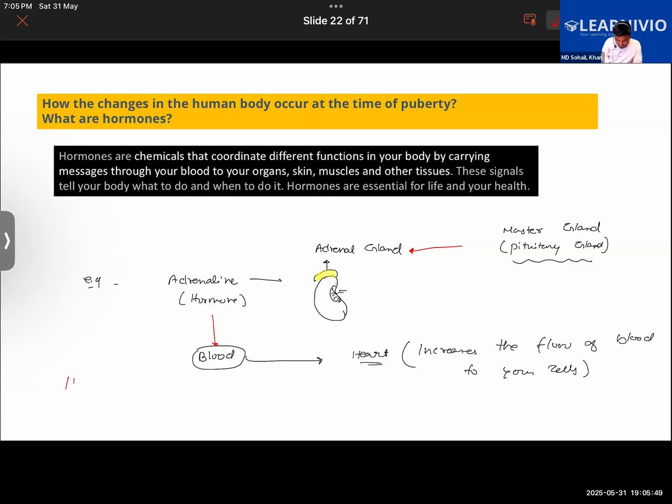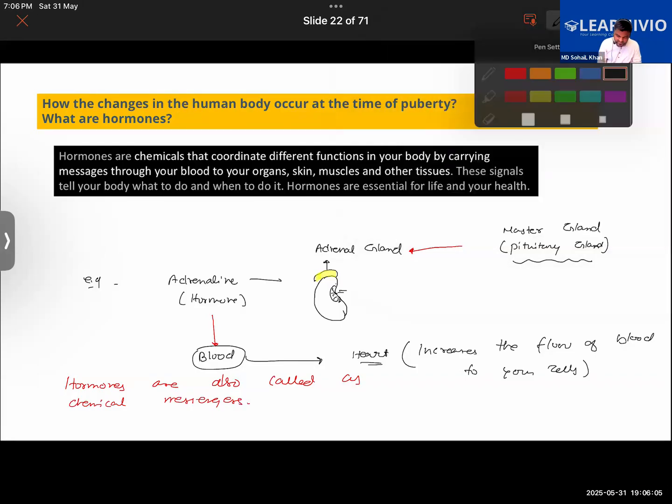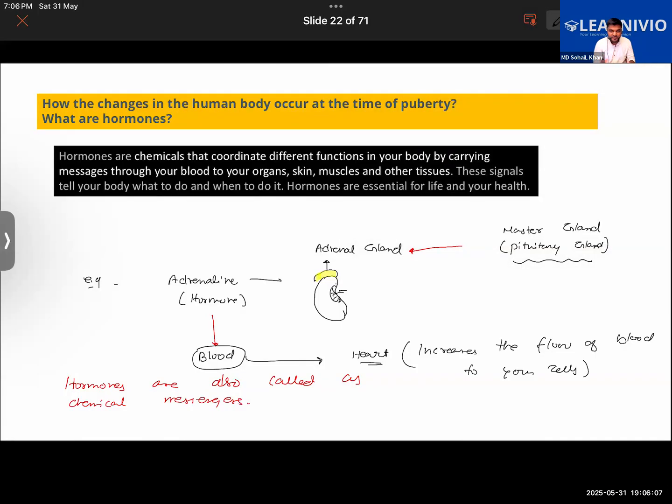So hormones are also called chemical messengers. So what do messengers do? Messengers should be carrying the message from one part of the body to another, no? Right? Yes. Okay. Also, the hormones are being directly poured into the blood, no?